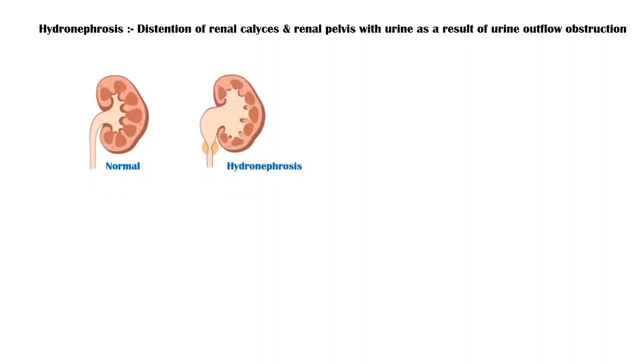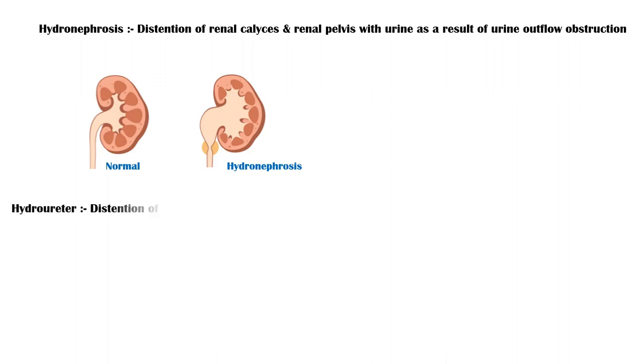Hydronephrosis is defined as distension of the renal calyces and renal pelvis with urine, as a result of urine outflow obstruction. This image shows a comparison between a normal kidney and a kidney with hydronephrosis. Appreciate the distension of the pelvic-calyceal system in the abnormal kidney.